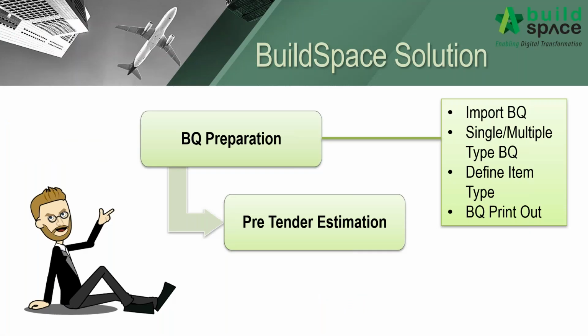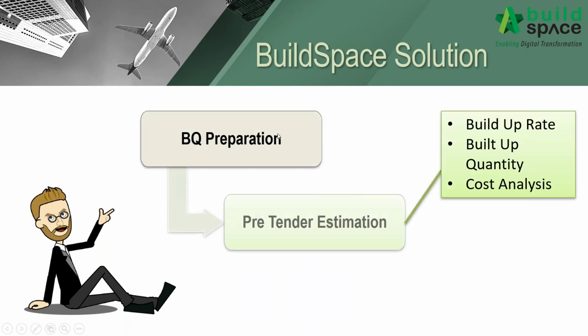So moving on, now we can see that I have shown you how we prepare BQ with import BQ, single and multiple type unit. I have shown you how we define item by type, and also the end product of our BQ. So next, moving on to the next one is the pre-tender estimates.